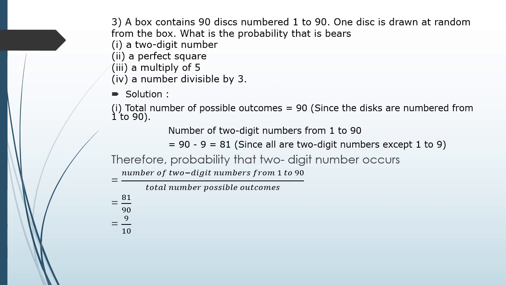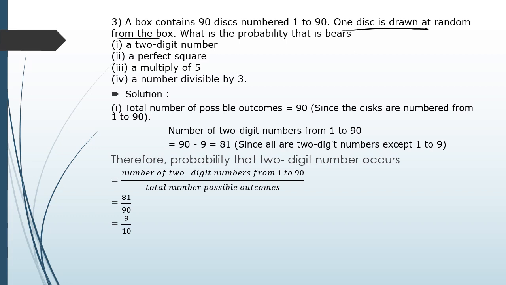Let's take this third example. A box contains 90 discs numbered 1 to 90. In a box, there are total 90 discs. You must have seen discs. On each disc, there are numbers given to them, ranging from 1 to 90. Alright, each of them have numbers labeled on them. One disc is drawn. Our experiment is one disc drawn at random from the box.